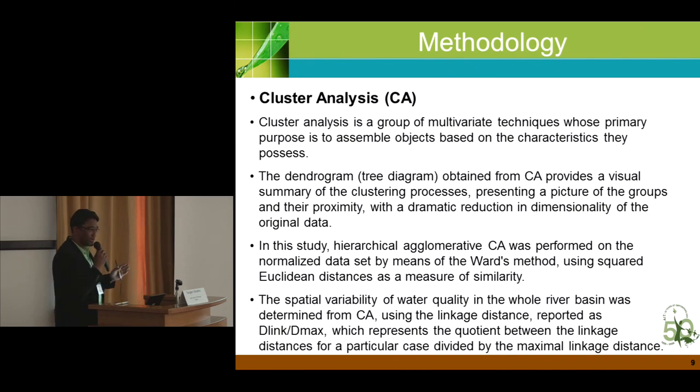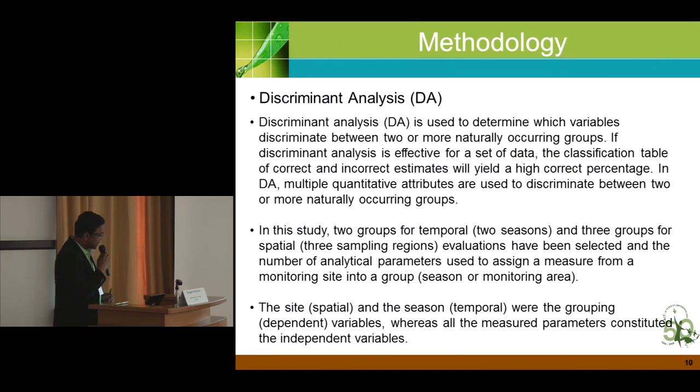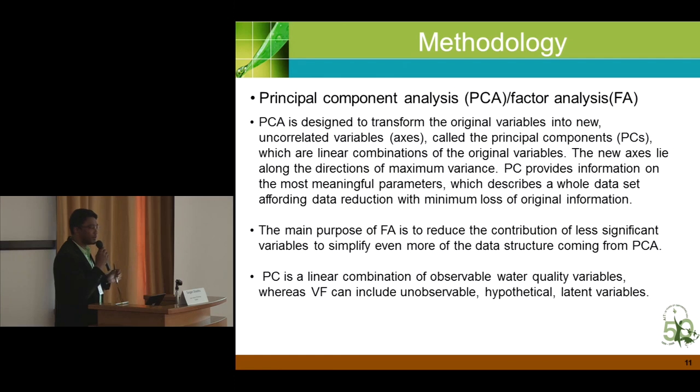These are just the introduction about different techniques, but there are plenty of literatures and other documents available, so I'll try to skip. The cluster analysis tries to group the different objects into similar clusters. So within one cluster, the cases are similar, but between the clusters, the cases are very much different. Similarly, discriminant analysis tries to discriminate the most important parameters between the seasons and also between the locations. Whereas the principal component analysis and factor analysis try to extract the parameters which are most significantly different across time and also the locations.